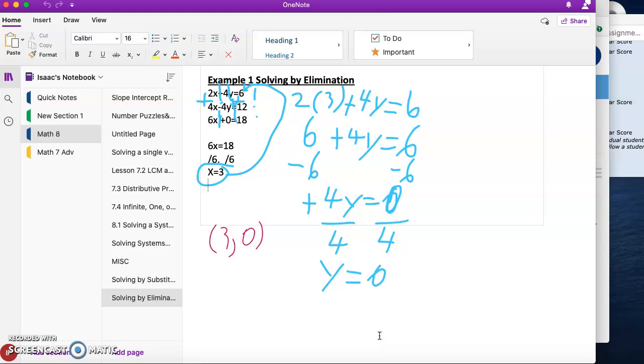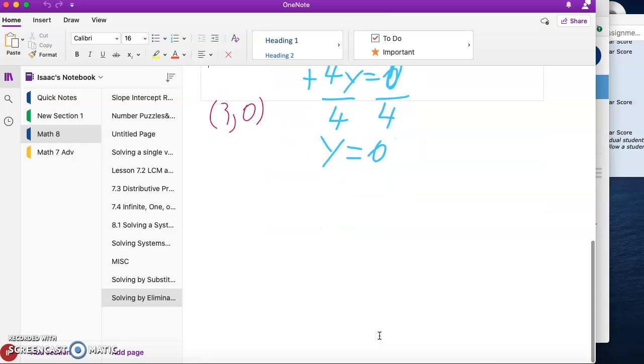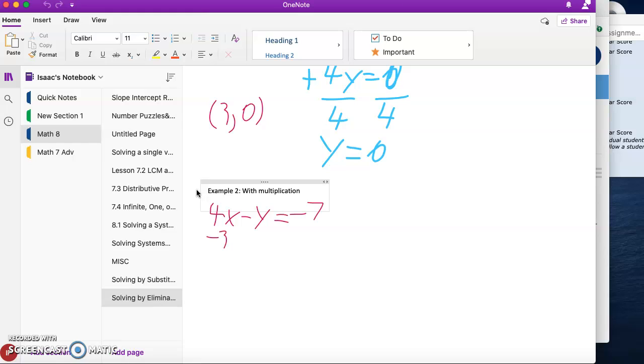So in our second simplest form of solving by elimination, let's call this example 2, and then put with multiplication. So let's say I've got 4x minus y equals negative 7, and negative 3x plus 2y equals 9.